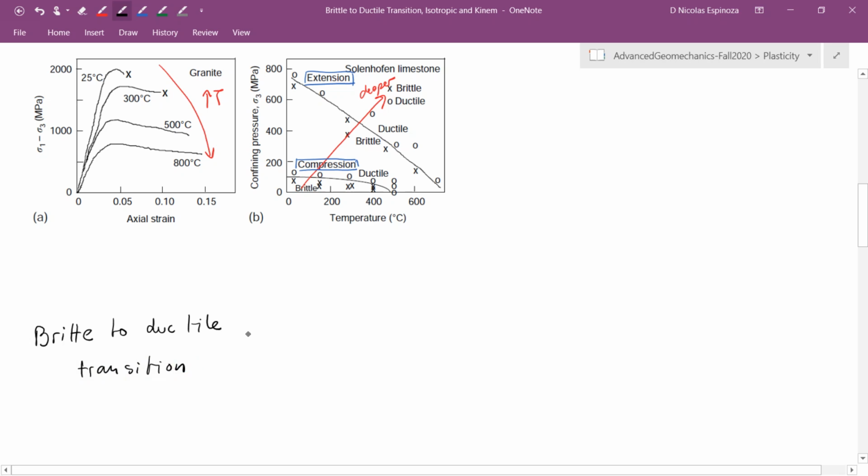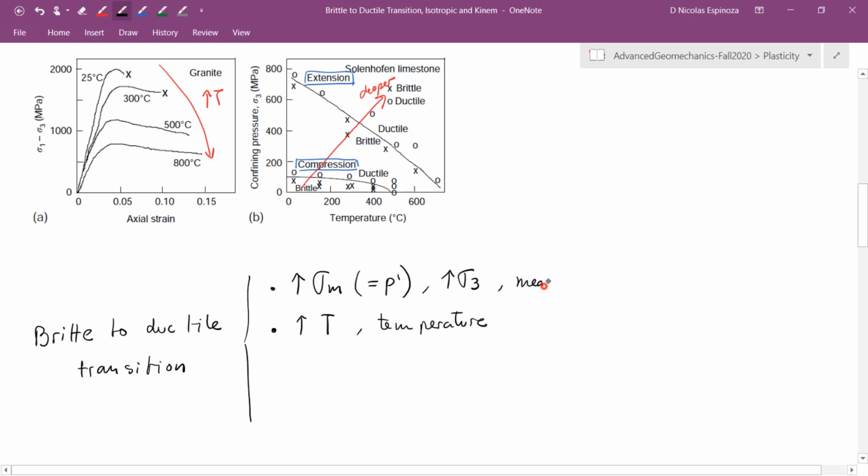transition in rocks. And we have seen that we're going to favor this brittle to ductile transition, we said, as we increase the mean stress. And this is P prime in the PQ space. And it's the same as saying increasing the effective least stress or the minimum principal stress. We also say that this transition is going to be favored with increasing temperature. Let me just clarify here. This is temperature. This is mean stress.